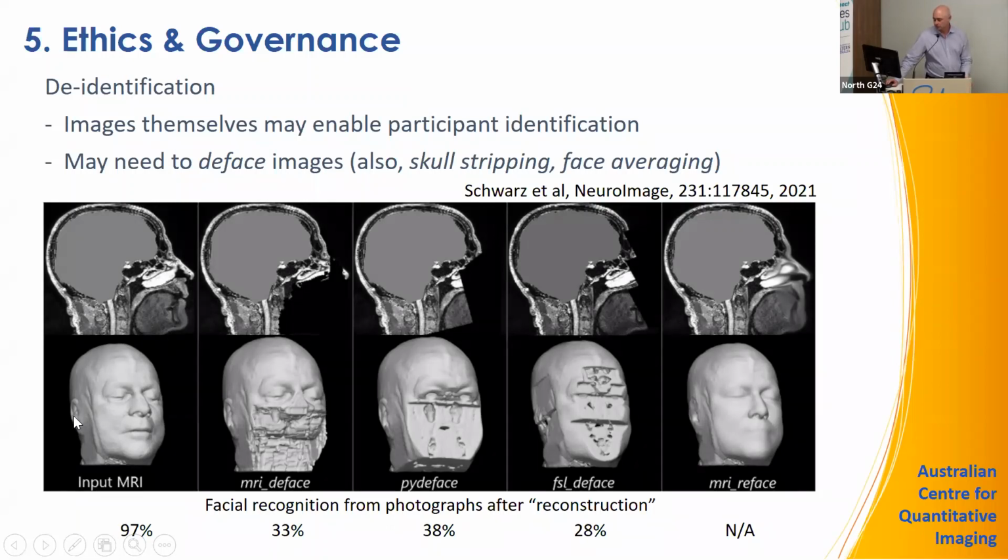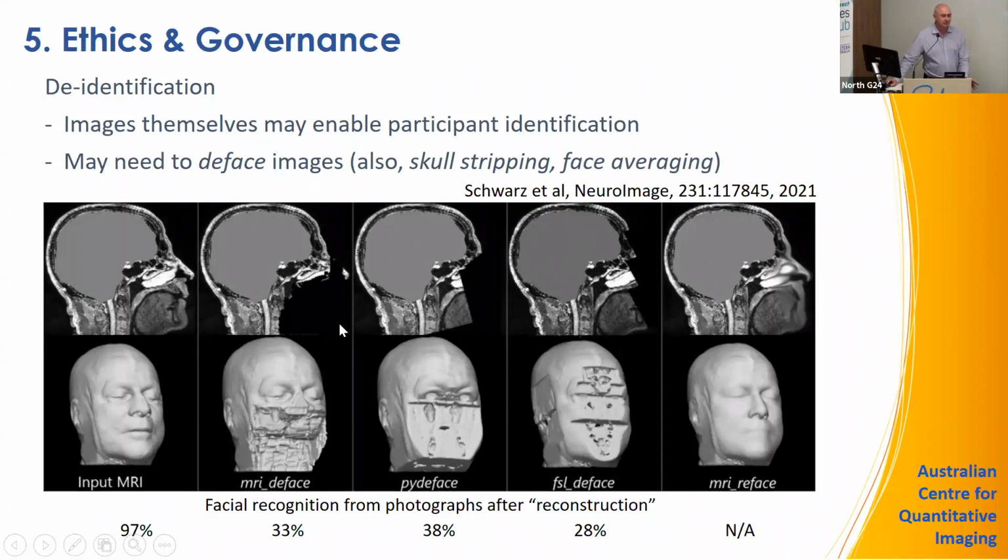So this is a study where this group took about 400 patient images and then found, just by reconstructing the face, and they also had photographs of those individuals, they could identify almost all of them from that process. And then they looked at different defacing algorithms to see how efficient they were at removing enough information that the patient was no longer identifiable. So it got down as low as 28%, so they could still identify individuals from what was remaining in those images. And we have to think, how long is it going to be before other aspects of anatomy are going to be enough to identify an individual?